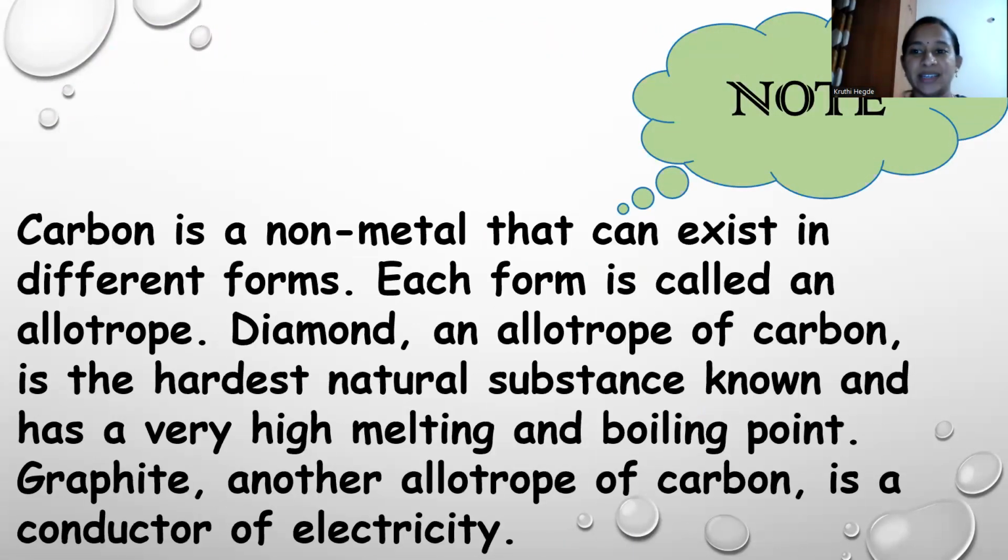Here is a note for you at the end. Carbon is a non-metal that can exist in different forms. Each form is called an allotrope. Diamond is an allotropic form of carbon, the hardest natural substance known, and has a very high melting and boiling point. Graphite is another allotrope of carbon, which is a good conductor of electricity. Generally, non-metals are not hard, but diamond is an exception. Generally, non-metals are not good conductors, but graphite is an exception.